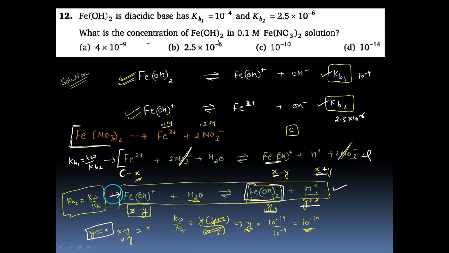So for the second equation, we can say this is KH2, that is equal to Kw upon Kb1, which is equal to Y into (Y plus X) upon (X minus Y). Since Y is very much less than X, X plus Y and X minus Y are both equal to X, and they can be safely cancelled. Hence Y comes out to be Kw upon Kb1, which is 10 raised to power minus 10. So the answer for this question is C. Right? Thank you.